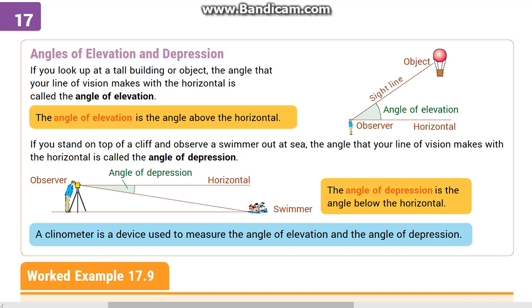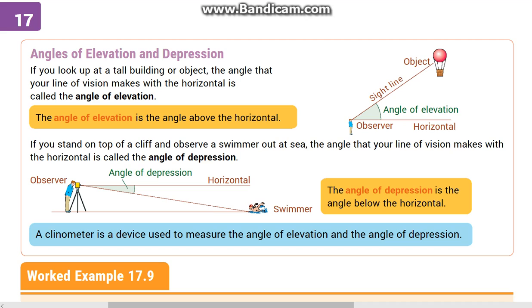So if we just look at the little image over here, we can see, if you can just imagine this is you standing there and you're looking up at the hot air balloon. So the angle of elevation is the angle that's created from your eye line to the object. So you can see it in here. That's your angle of elevation.